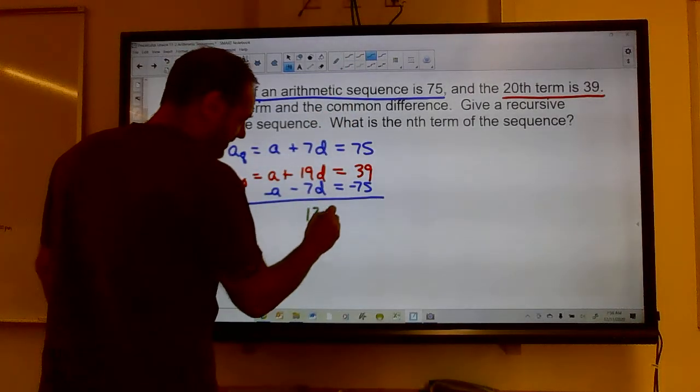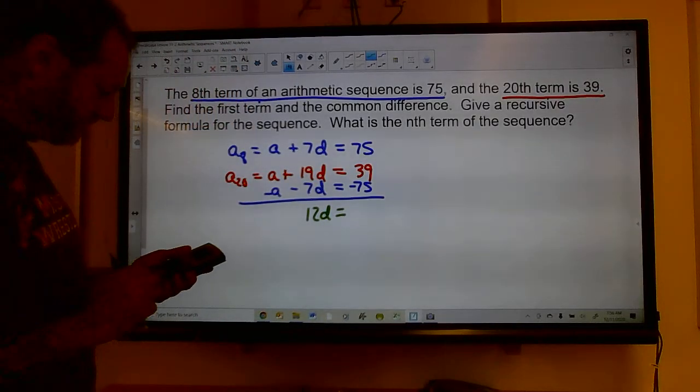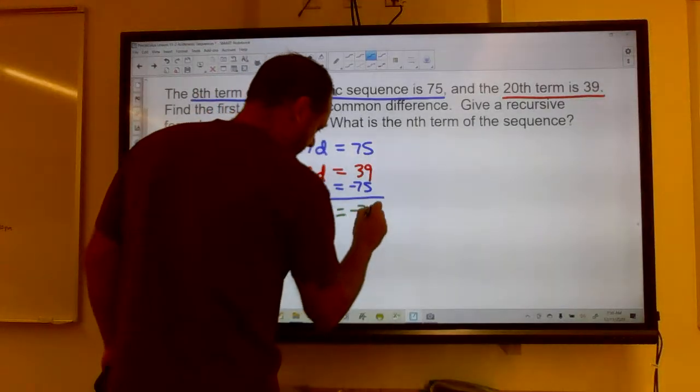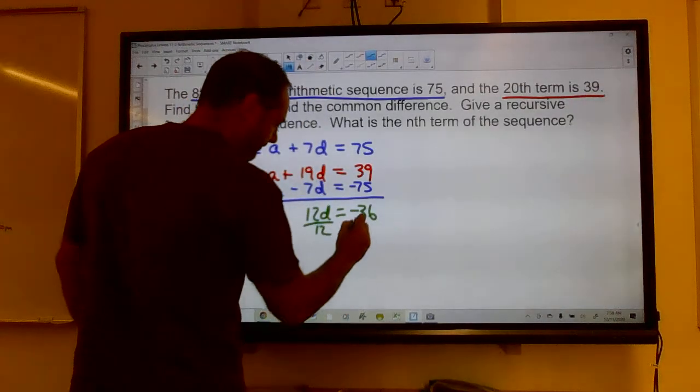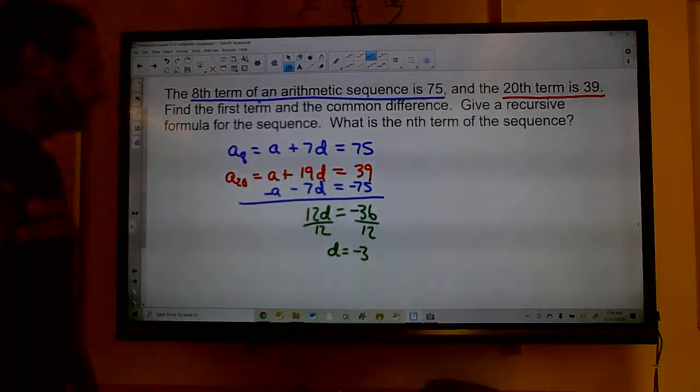I'm going to get 12d is going to be 39 minus 75. That's going to be negative 36. And then I divide by 12, and d is negative 3. So now I know what the common difference is. It's negative 3.